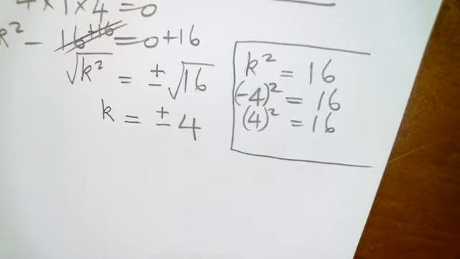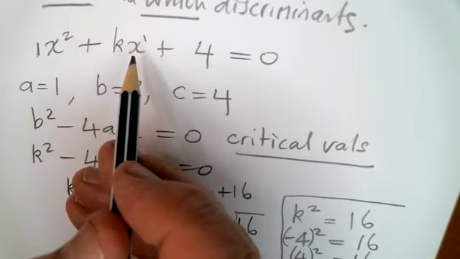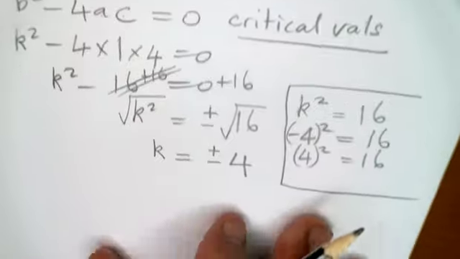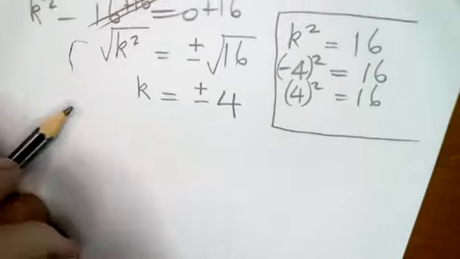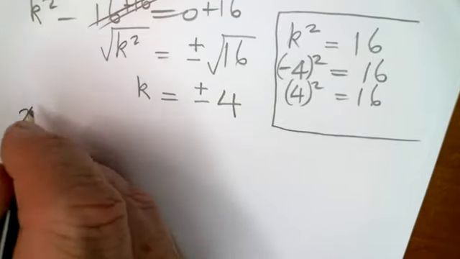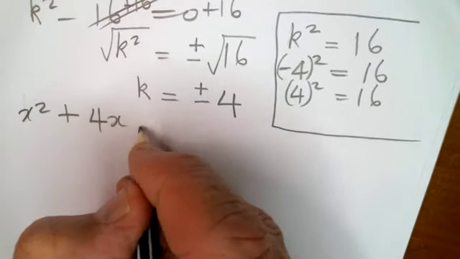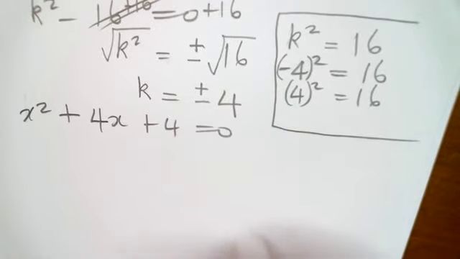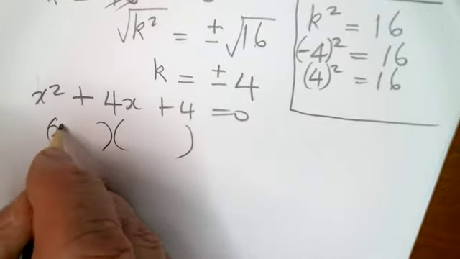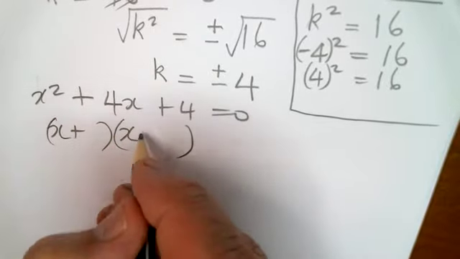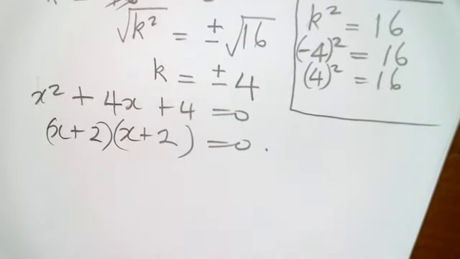All right, so what have we found? We found values which make this true. Let's have a look at x squared plus kx plus 4. With k as 4, I've got x squared plus 4x plus 4 equals 0. What have we got? We can factorize that quite nicely into x and x, signs are the same, both positive, and we've got a 2 and a 2. And we've got a nice perfect square there.